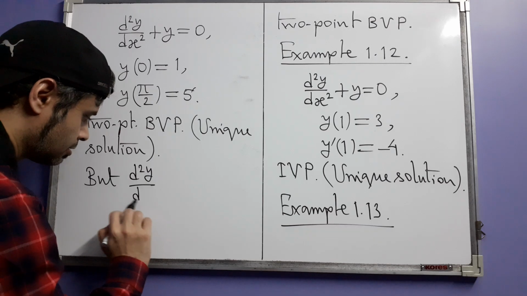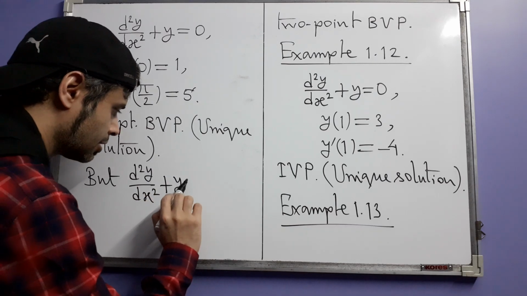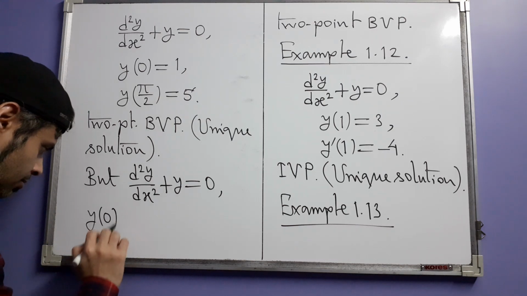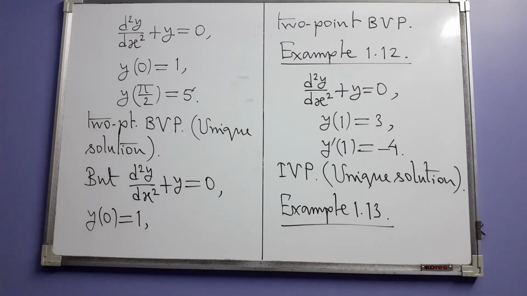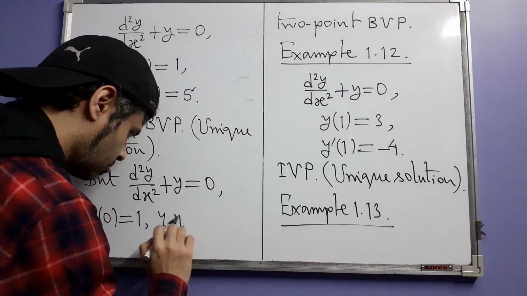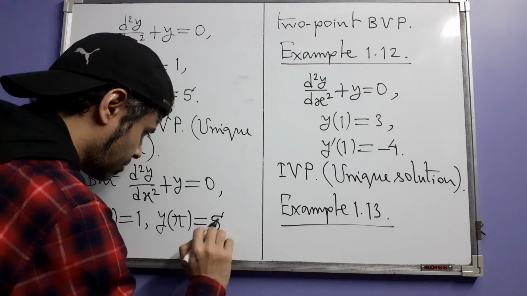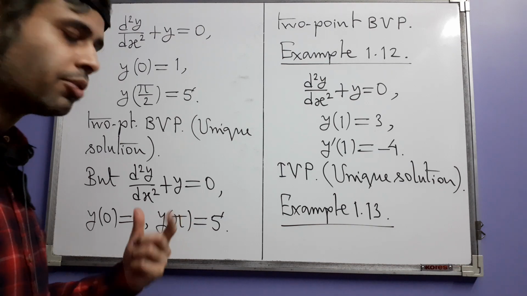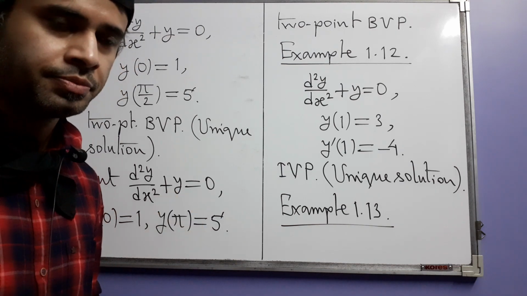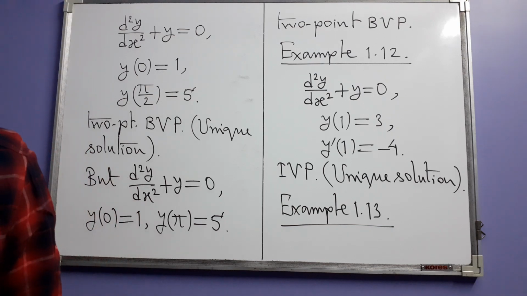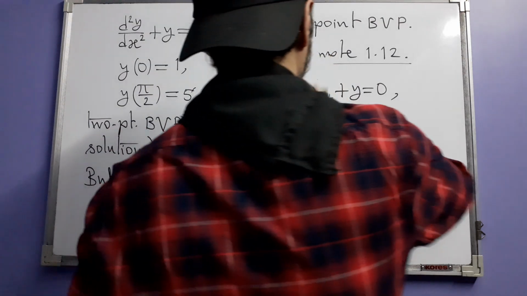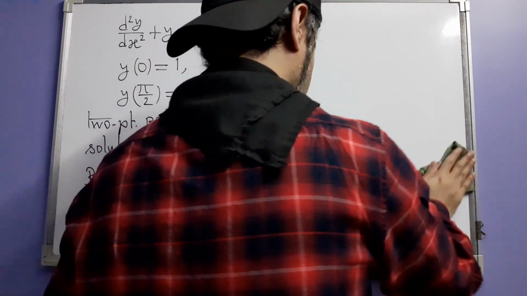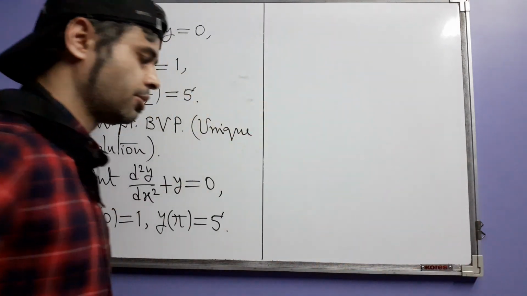But if you consider this other problem, again the differential equation is same, but the supplementary conditions are different. Y of 0 is 1 and y of pi is say 5. So these are our supplementary requirements. This boundary value problem, 2-point boundary value problem, has no solution. Okay, so that type of things are also possible. This also we will see later why it has no solution.